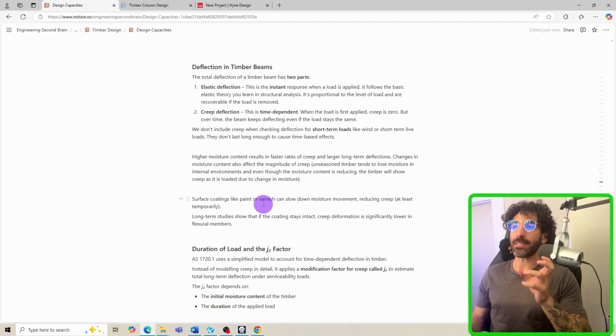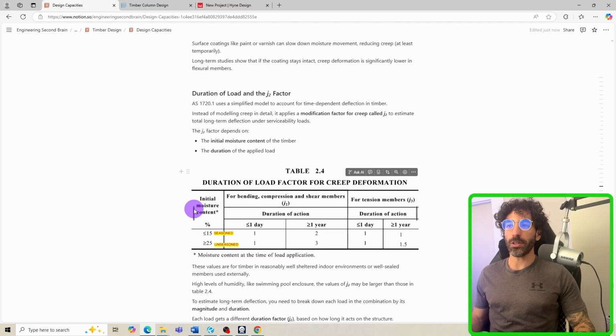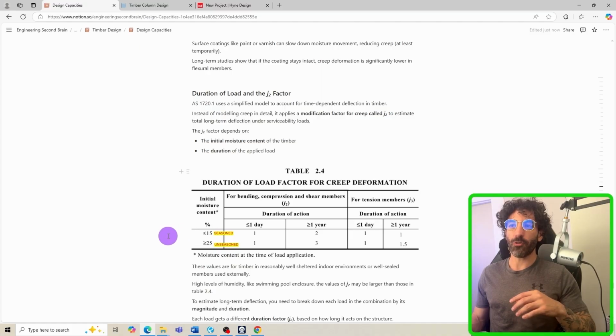If the member is painted, it will slow down the moisture movement, and therefore it will help with the creep deflection, at least temporarily. AS 1720.1 uses a duration of load factor called J2, and that is to account for creep deflection. So we know that the moisture content in seasoned timber is between 10 and 15%. So this first line is going to be for seasoned, and then we know that for unseasoned timber, the moisture content is over 25%. So the second line is for unseasoned.